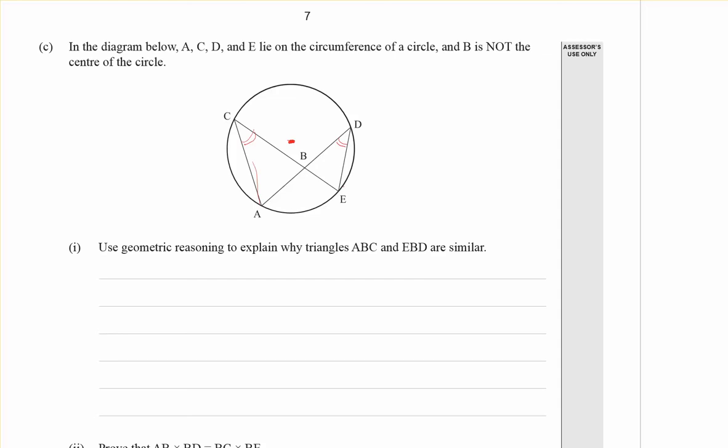Angle at the circumference off the same arc, so I can see that angle C and angle D are going to be equal because of that. So if we use the 3-letter naming system, ACB is going to equal angle ADE, and the reason is angles at the circumference off the same arc are equal.